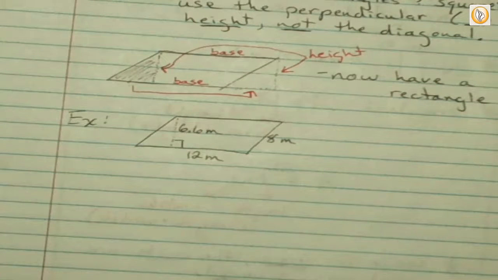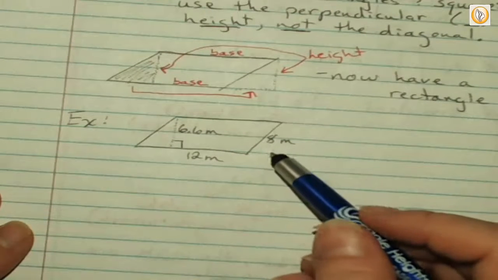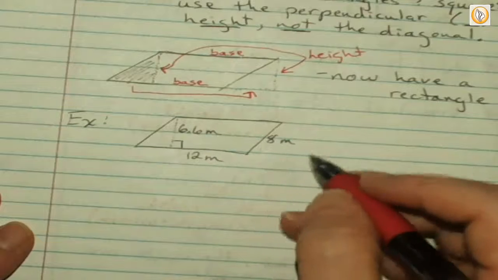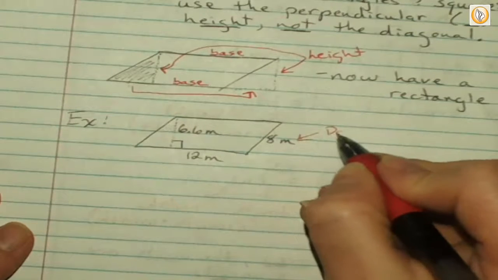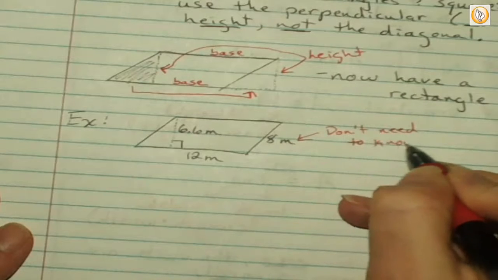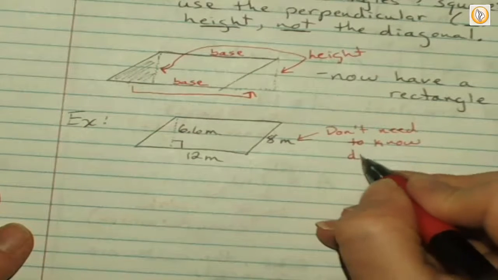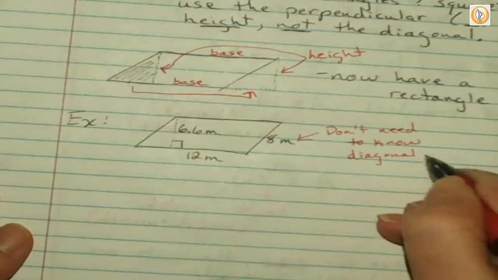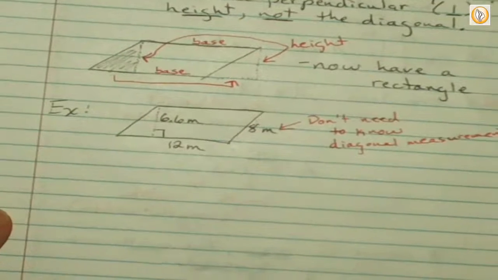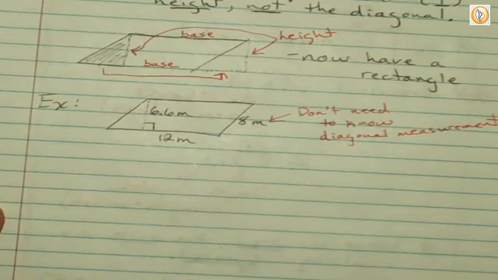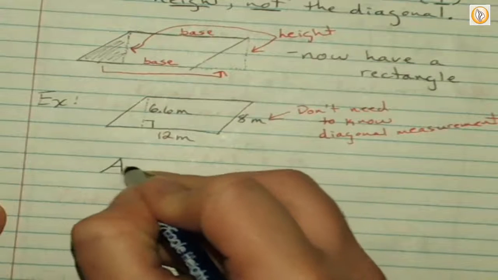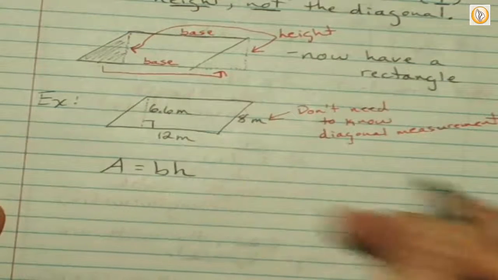But they're going to give it to you. So what Taylor's saying is, do we need to know this information? Don't need to know diagonal measurement. You don't need to know diagonal measurement. Okay, so what is the formula for parallelogram? It is area equals base times height.